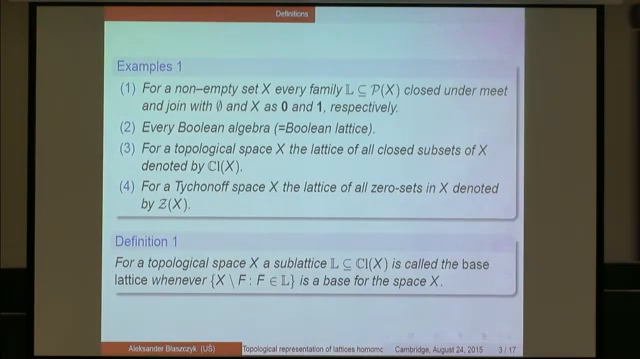If the space is much better, I mean it is a Tikhonov space, a T1 space with the property that every point and every closed set can be separated by open neighborhoods, then we can consider the lattice of all so-called zero sets. A zero set is a preimage of a one-point set under a continuous real-valued function. So let me say only about these four examples. For a topological space, a sublattice of the lattice of all closed subsets will be called a base lattice whenever the set of all complements is a base for the topology of that space.